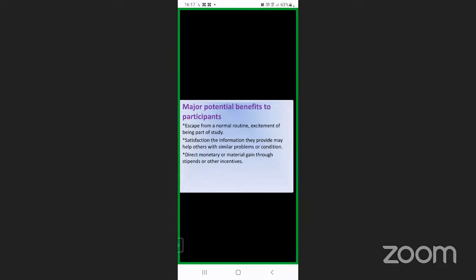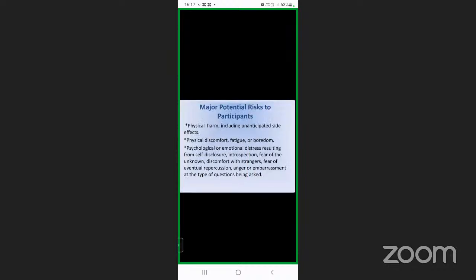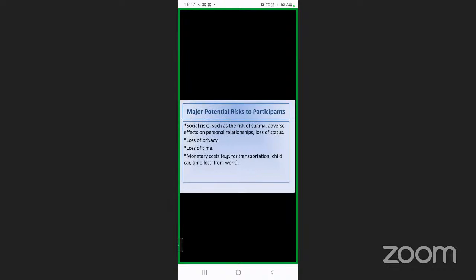Then physical harm, which includes unanticipated side effects, physical discomfort like boredom and fatigue, and psychological or emotional distress, as we discussed. Then loss of time, loss of privacy, these can all happen, but in research ethics we have to avoid them, we have to protect against them, and in research ethics we have to use all these things. Okay?